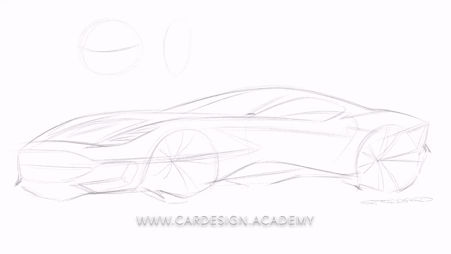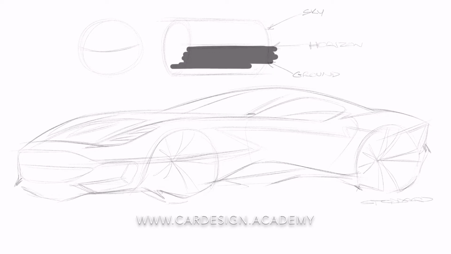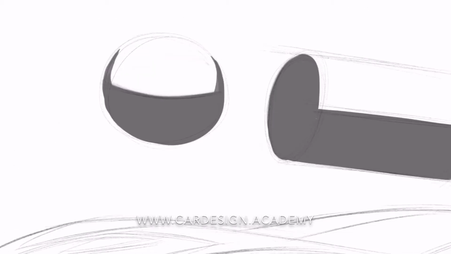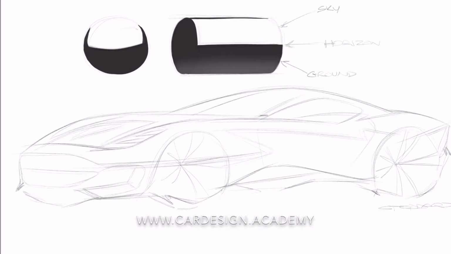So here I'm sketching a sphere and a cylinder, and I'm using that as my roadmap for the reflections on the vehicle. I've sketched a horizon line across each of these shapes. Everything below that horizon line will represent a ground tone, everything above a sky tone. And the highest point of contrast is going to be right at that horizon line. So I've even added a little bit more depth right at that horizon point.